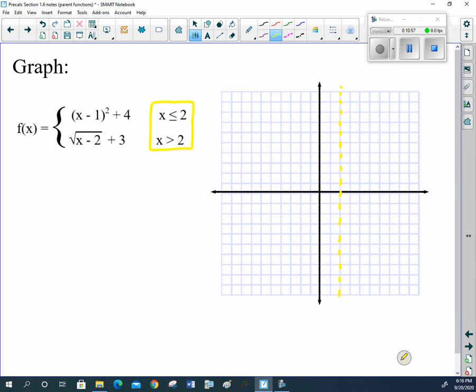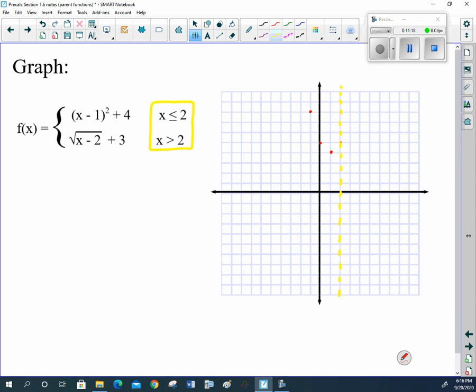Okay, next thing I'm going to do is graph this top equation, this parabola, (x - 1) quantity squared plus 4. So the vertex of that parabola is over 1, up 4. And then I'm going to graph that parabola. So I'm going to go up 1, over 1, up 3, 1, 2, 3, over 1.